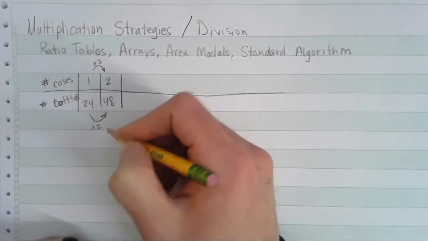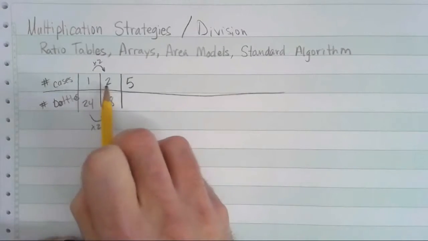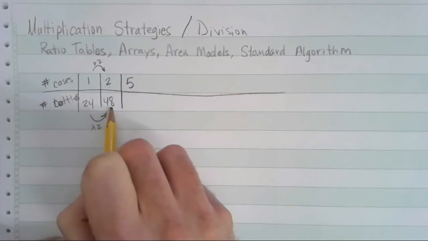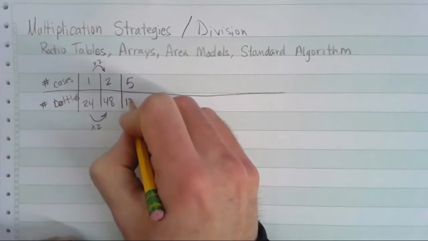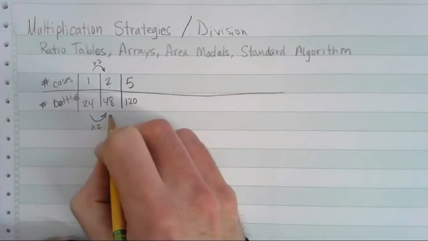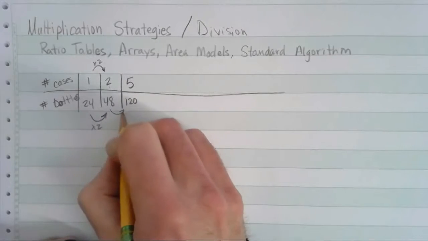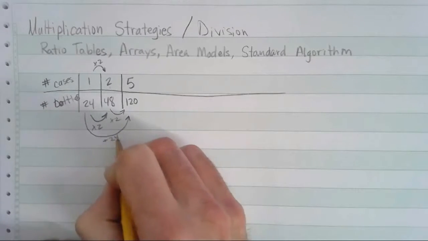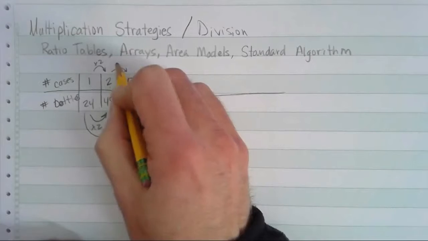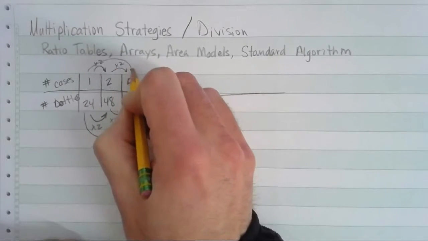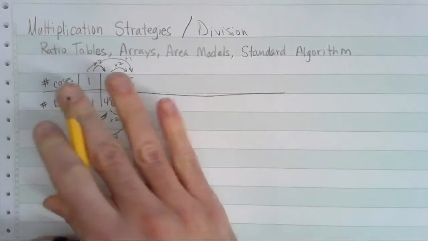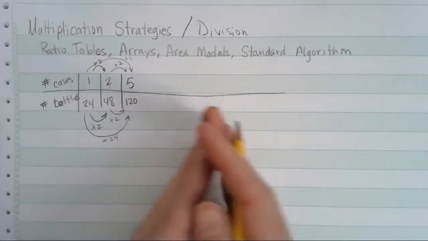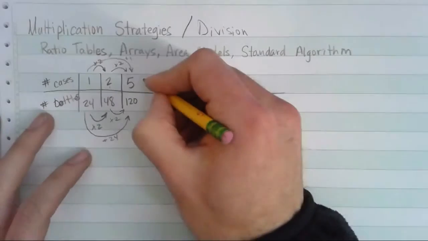So let's say we skip to 5. We know it's going to be double this plus 1. So 2 of these, 48 plus 48 is 96, plus 24 would be 120. So we could double this one and also add 24. Double this one, add 1, that gets you to 5. This is just one of the strategies that we have as we work forward through getting to larger numbers.